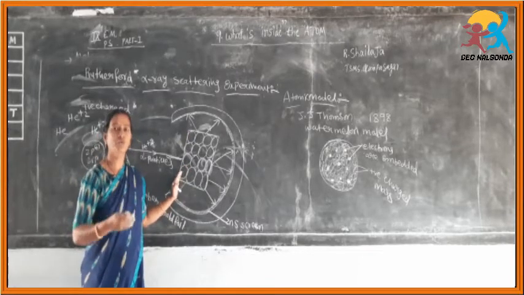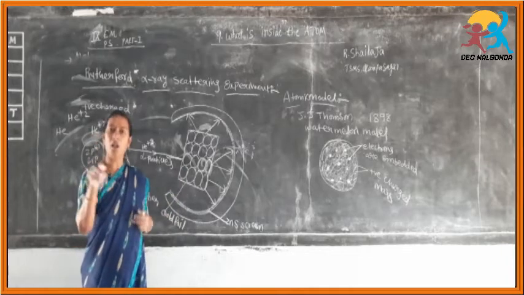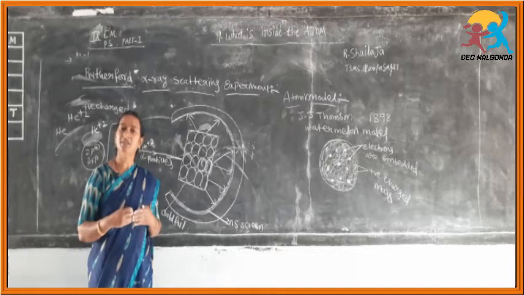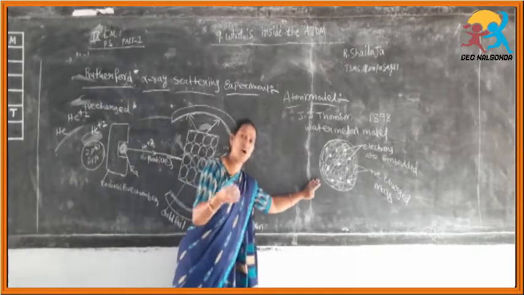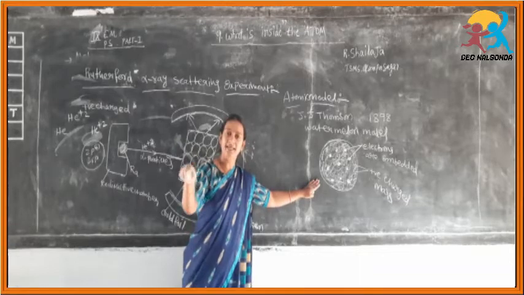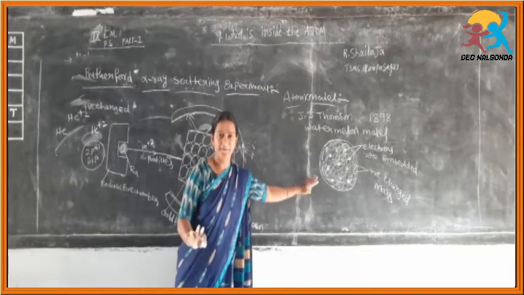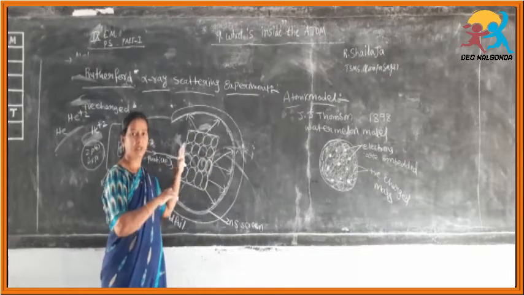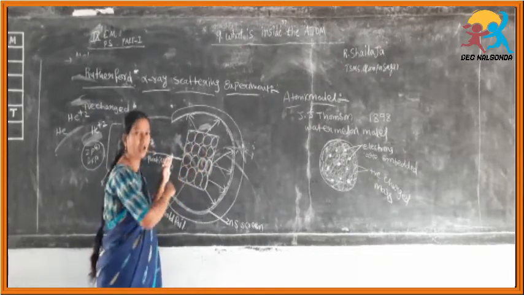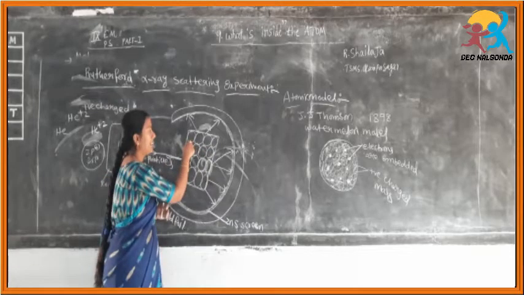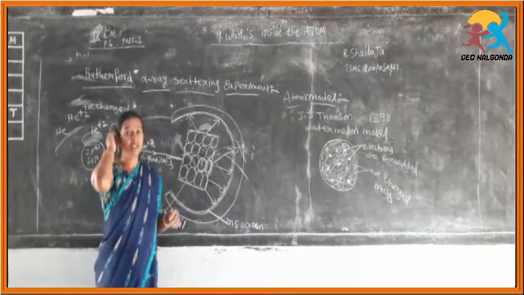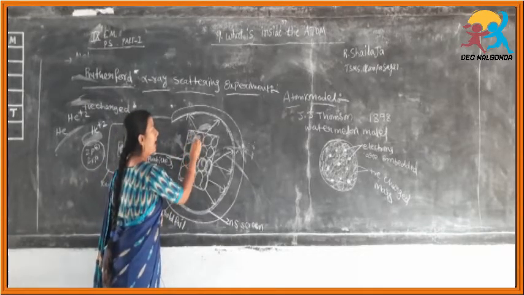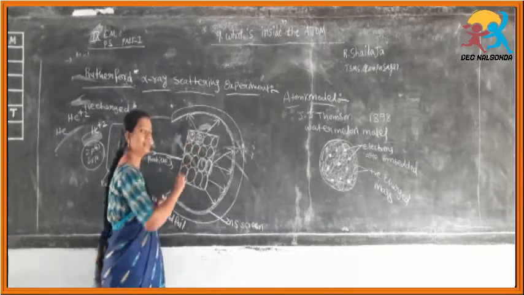Gold foil means gold leaf. Gold foil is made up of gold atoms. Throughout the foil, all are gold atoms only. All atoms are spherical in shape. Inside the space, all is positively charged mass, and at certain places there are electrons. So throughout the foil, all our atoms are there, and inside each atom the positively charged mass is spread throughout, and at certain places black color seeds are embedded.